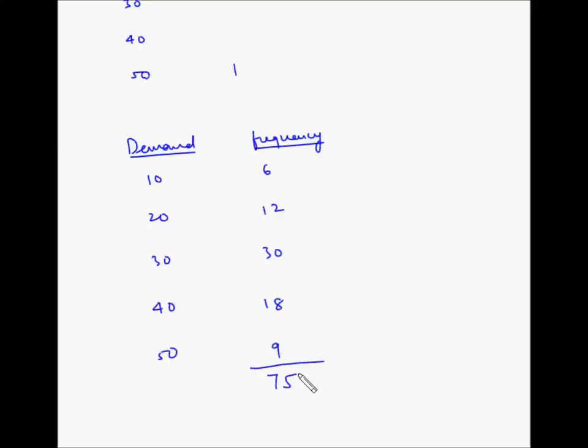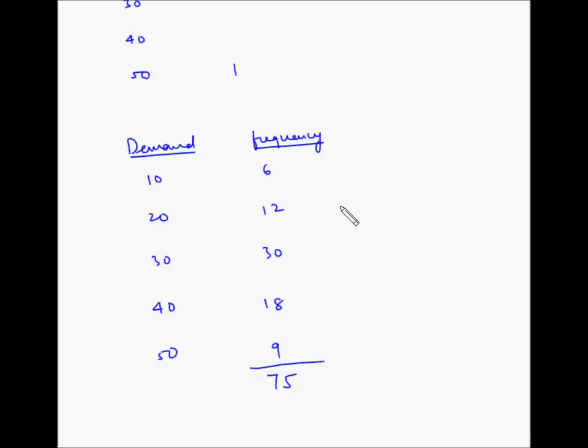So basically there were total of 75 selling transactions, out of which the customers ordered a lot of 10 6 times, a lot of 20 12 times, a lot of 30 30 times, a lot of 40 18 times, and a lot of 50 9 times. Now we have to find out what is the probability of these demands.